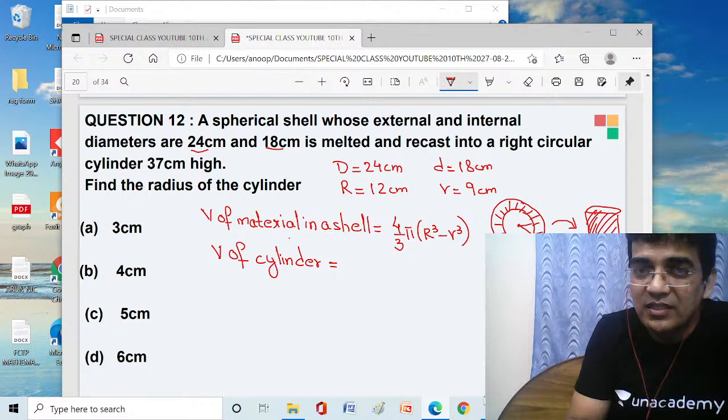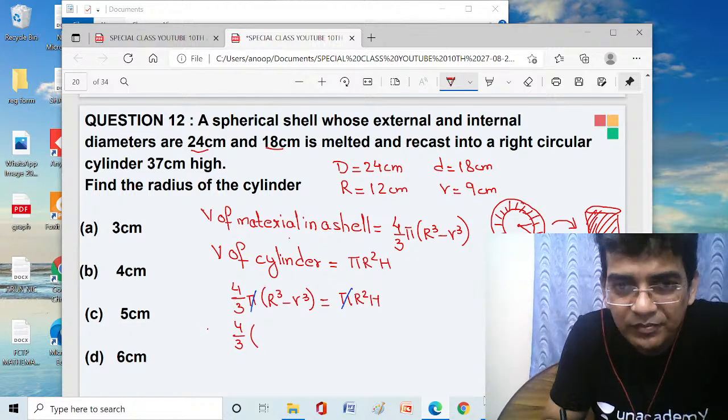So it's 4 by 3. Within the bracket we have cube of 12 minus cube of 9. And on the right side, the radius is to be calculated. Height is 37. So this much is clear. And now we are going to solve this equation. Now let's see how we are going to solve this equation. First of all, I need cube of 12 here. Okay, before that, let's make our calculation a little bit more easy.